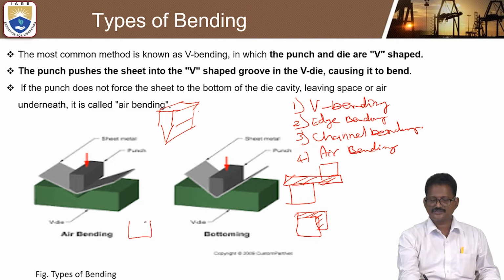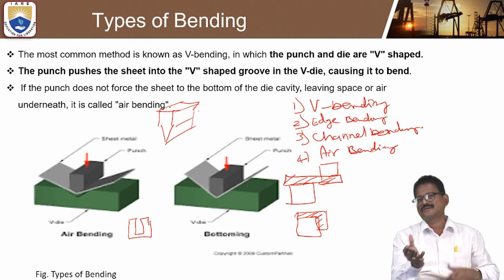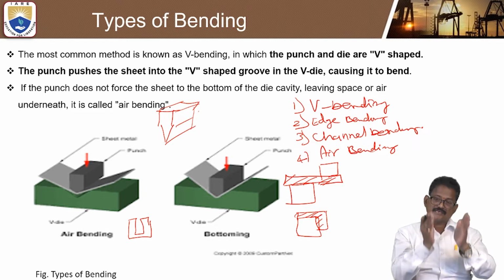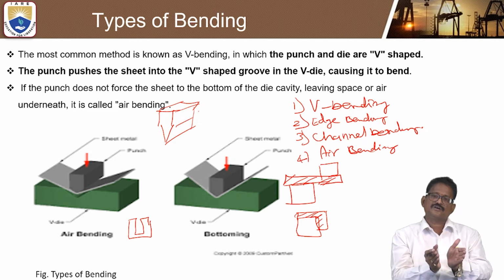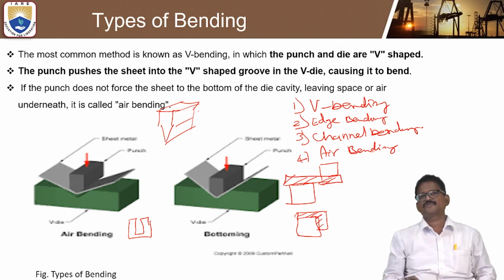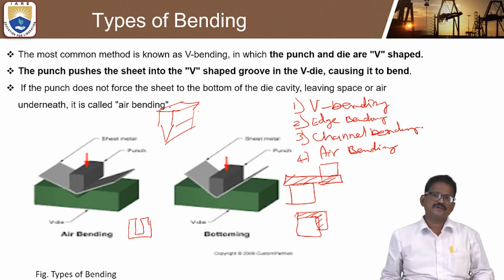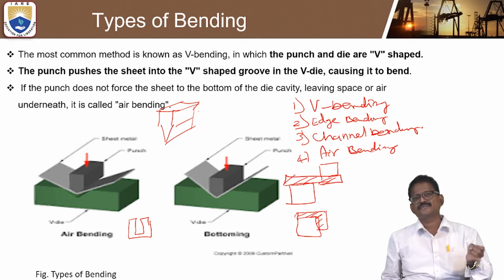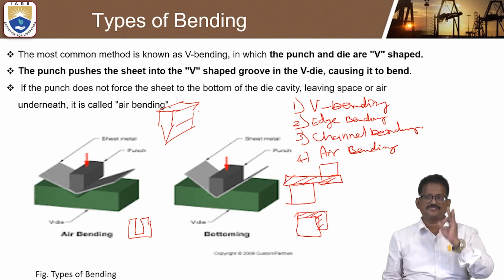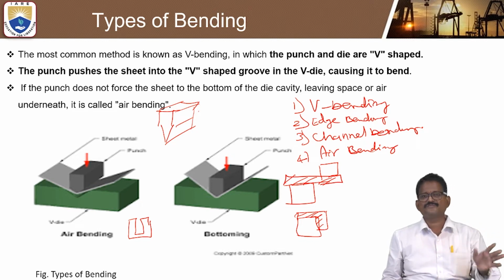Another is channel type of bending. Channel means like a U shape. This channel shape of bending can be performed, especially for mixie jars, and for square and cylindrical shapes, when we need that type of bend in a particular application. So the types of bending are: one is V bending, second is edge bending, third is channel bending, and fourth is air bending or V bending.